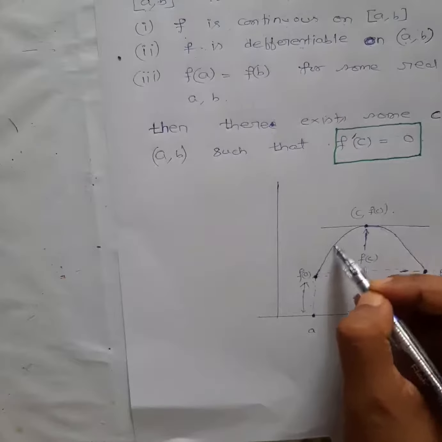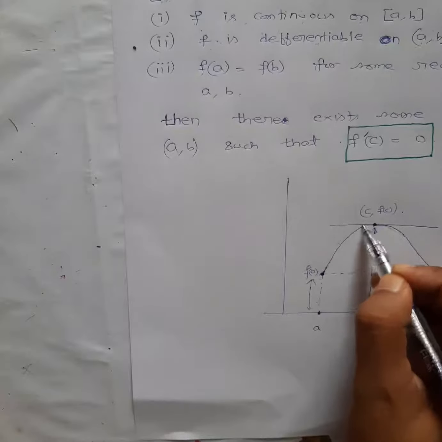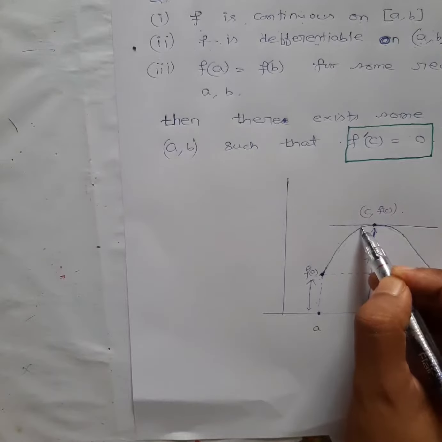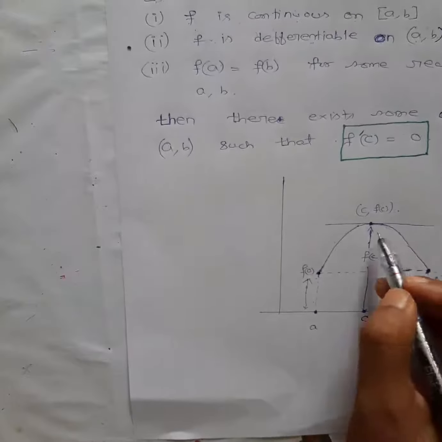Because if you have a sharp point in between A and B, you can see if I draw a sharp point, at that point you cannot draw a tangent. You cannot draw a tangent means what? It is not differentiable at that point.